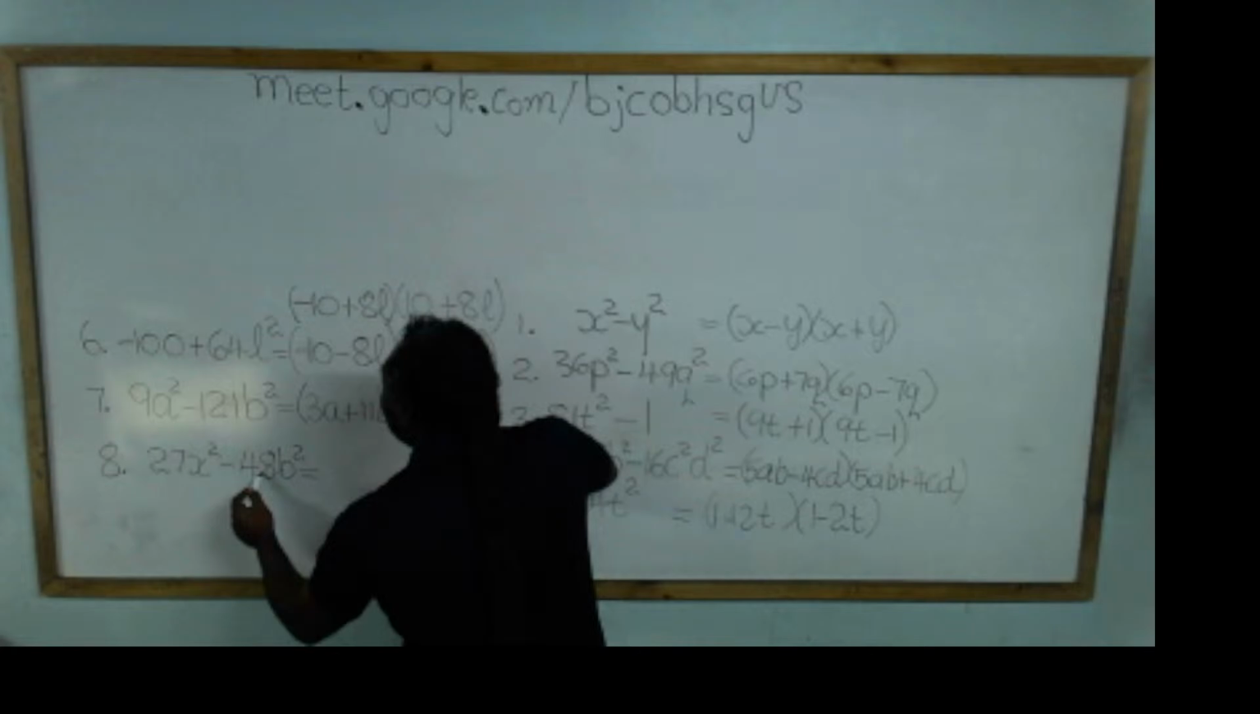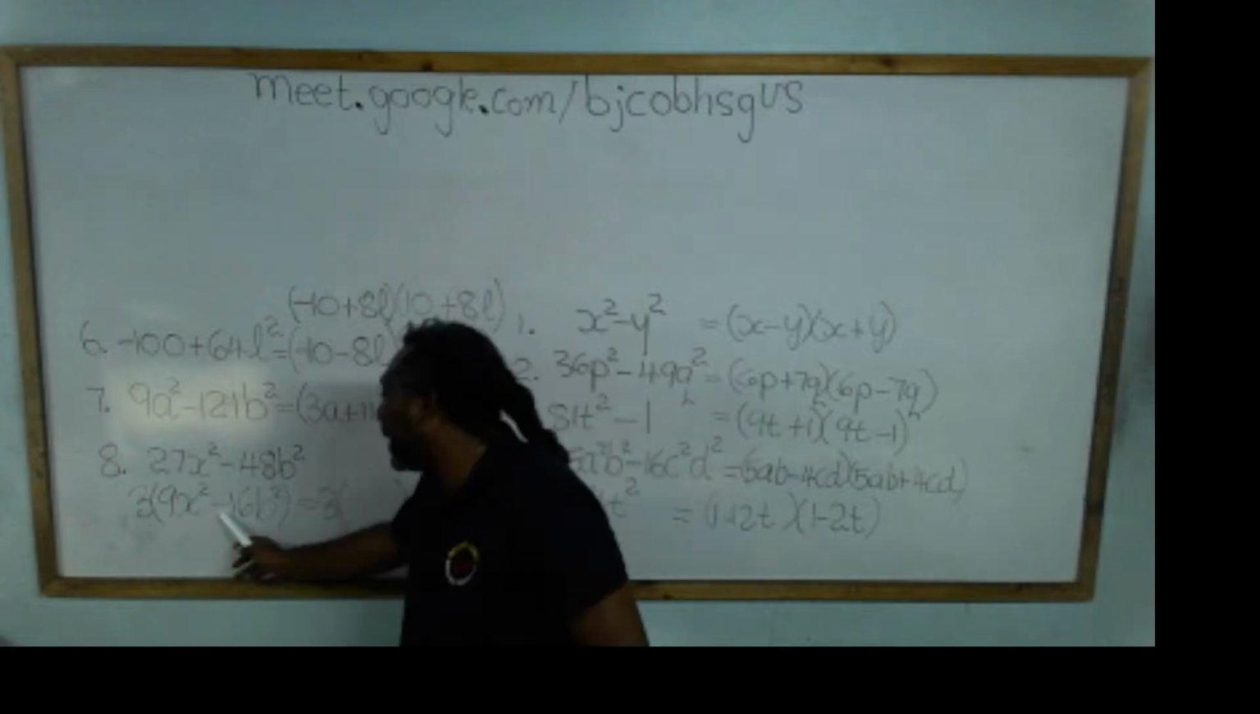3 into 27 is what? Let me do it here. So 3 will go into your 27 and your 48 without a remainder. So 3 into 27 is 9, so you're going to have a 9x squared. Minus 3 into 48 is 16, so you're going to have a 16b squared. Because of that, now you have your difference of two squares. Maybe this bracket is too small. Yes, now you have a difference of two squares. Where is the difference of two squares? The 9x squared minus 16b squared.